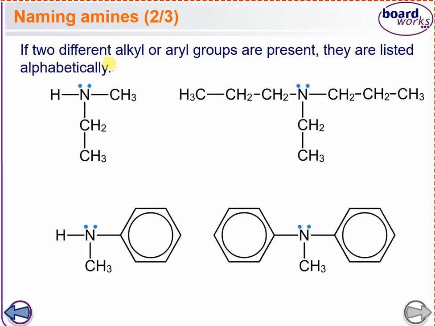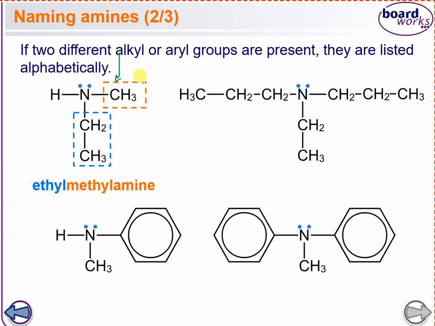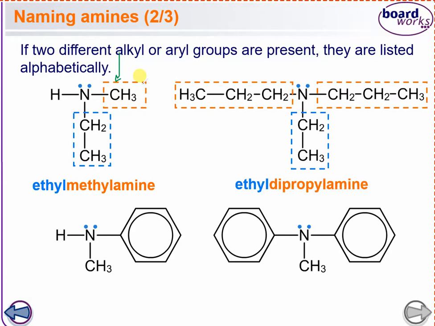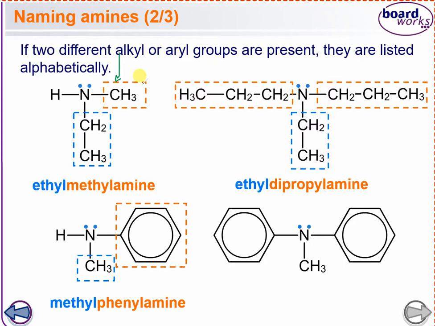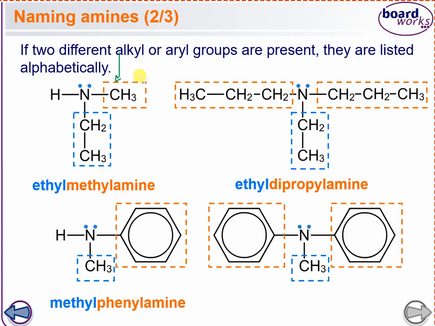Here are a few. In this first example, we've got an ethyl and a methyl group, ethyl coming before methyl alphabetically, which gives us an ethylmethylamine. And in our next one, we've got an ethyl and 2 propyls, so we've got an ethyldipropylamine. And these ones are a little more complicated: a methylphenylamine, and lastly, a methyldiphenylamine.